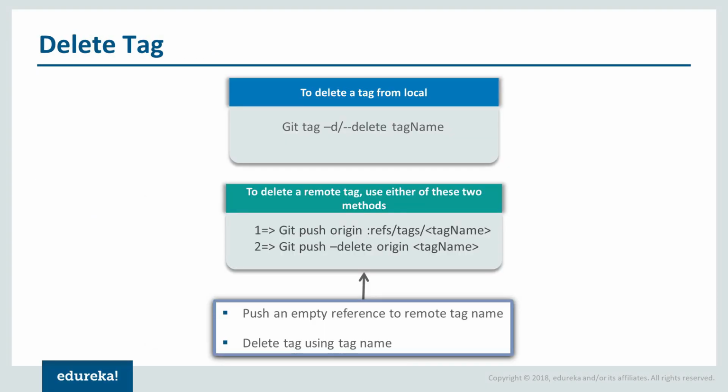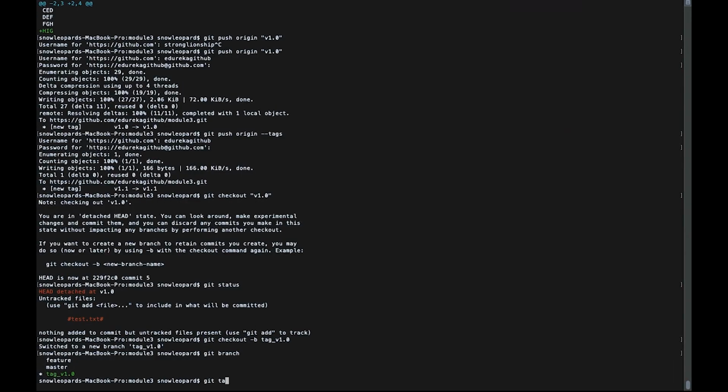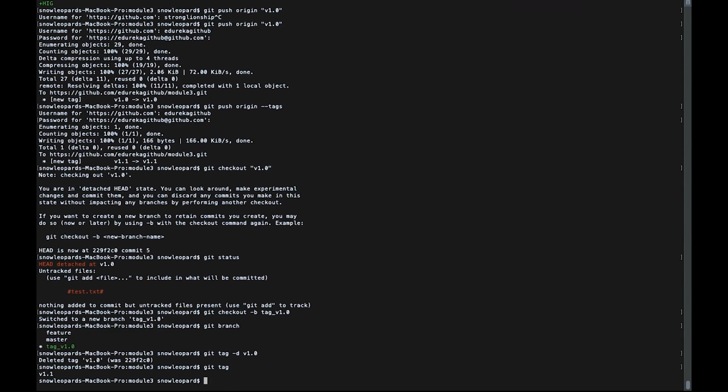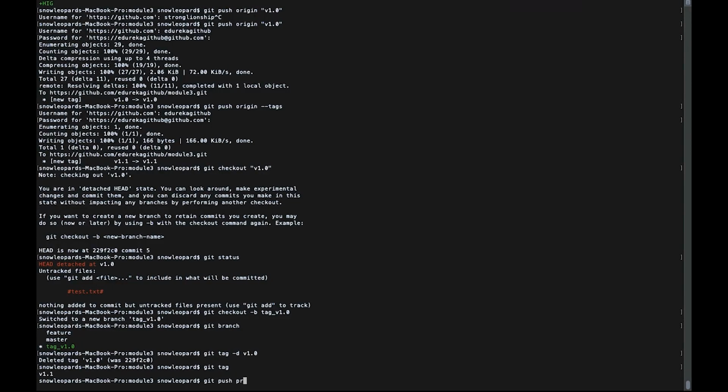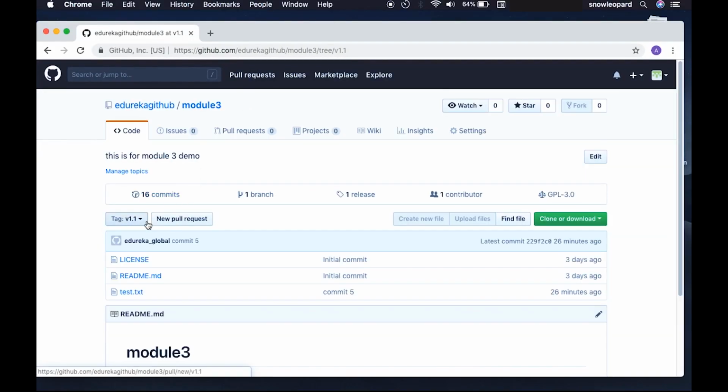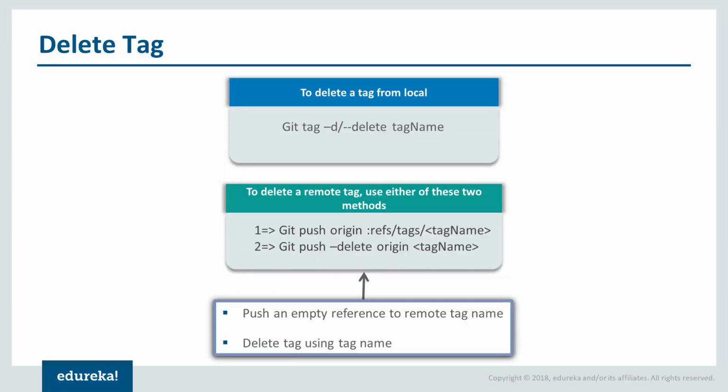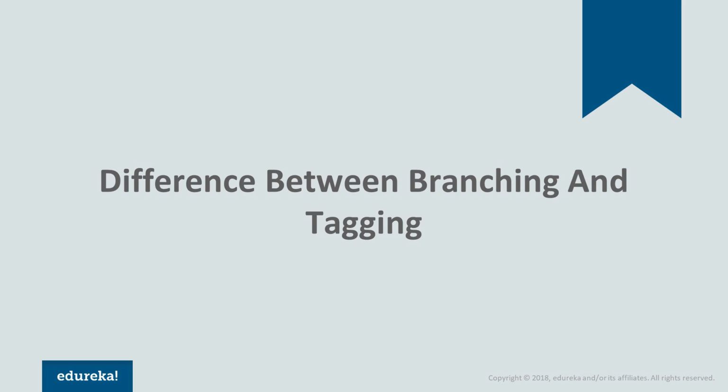I can also delete a tag from the local, and the command is the same just like it is with branches: git tag -d v1.0. Right, if I now do git tag and list all the tags, then there is only one tag. Now I have to delete it from the remote repository as well. I can use git push origin with the tag name. Now if I look at the tags here, then I have only one tag. I can also use the --delete option. These both are the same. So now we know what tagging is.